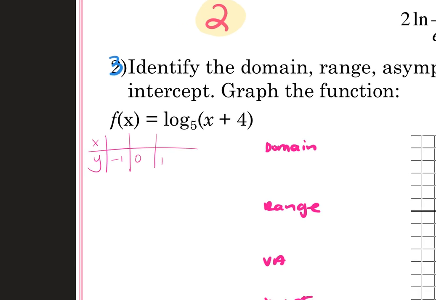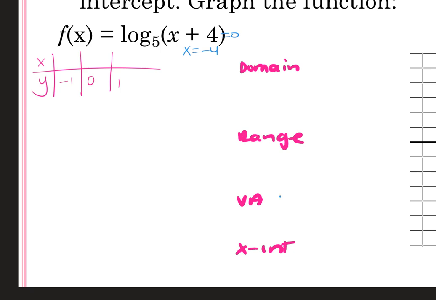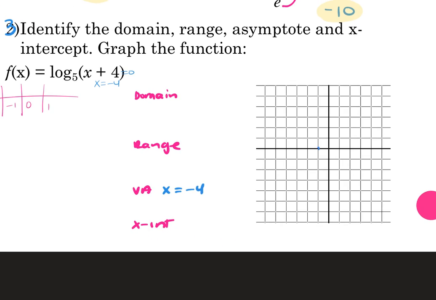So the first thing we want to do is take our log function and look for a horizontal shift, because that causes our vertical asymptote to shift, right? If I set this equal to 0, I get x equals -4, and that's the answer to my vertical asymptote. And it's where I'm going to put a dashed vertical line.